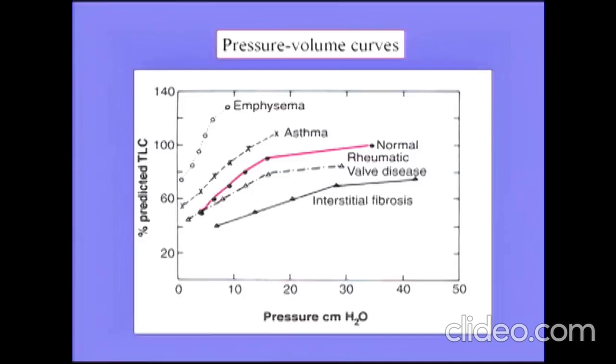The reason for the high lung volumes is the abnormal pressure volume curves in emphysema. And here we can see the volume here plotted against the transpulmonary pressure here. And in emphysema, you've got an increased volume for the same pressure and a steeper slope here. Compare that with the normal, which is the red line here, and interstitial fibrosis gives you a very stiff lung, as you can see.